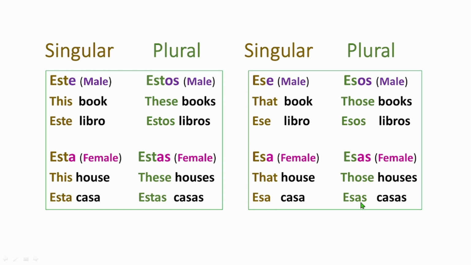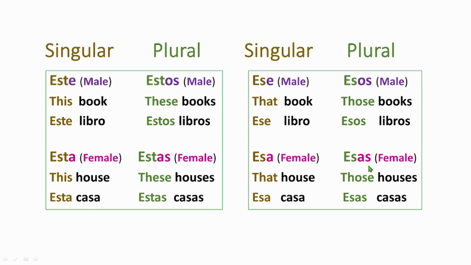Those houses, esas casas. Right? So it's very simple. Ese and esa both are "that." This is for the male one, this is for the female one. Okay, ese and esa both are "that" for male and female.